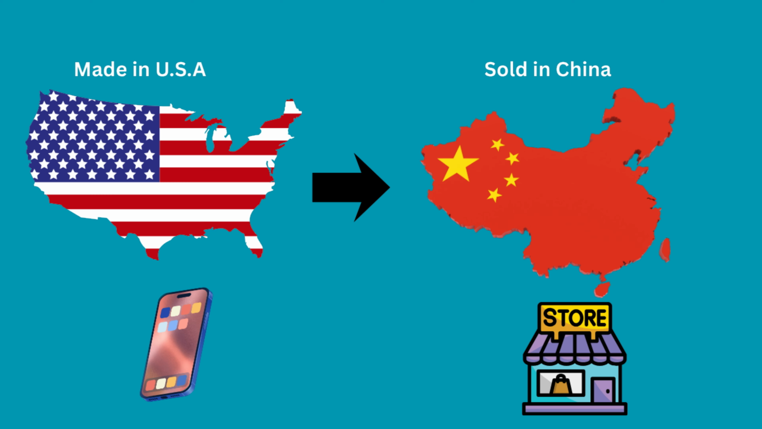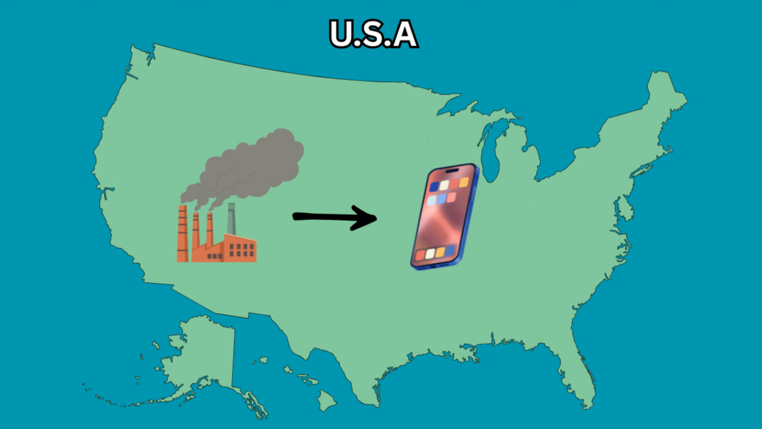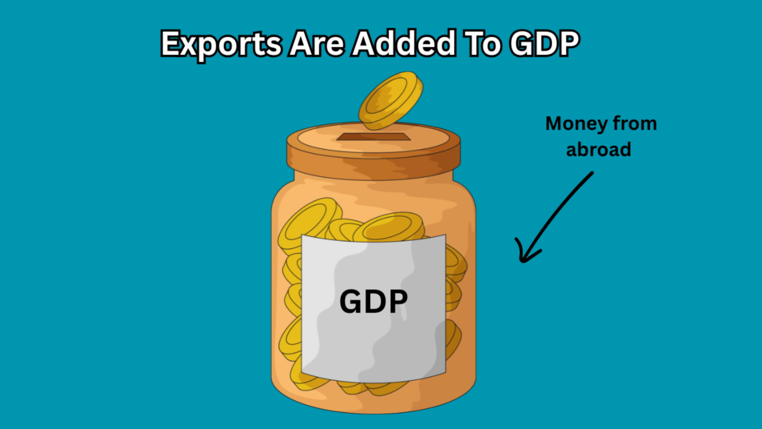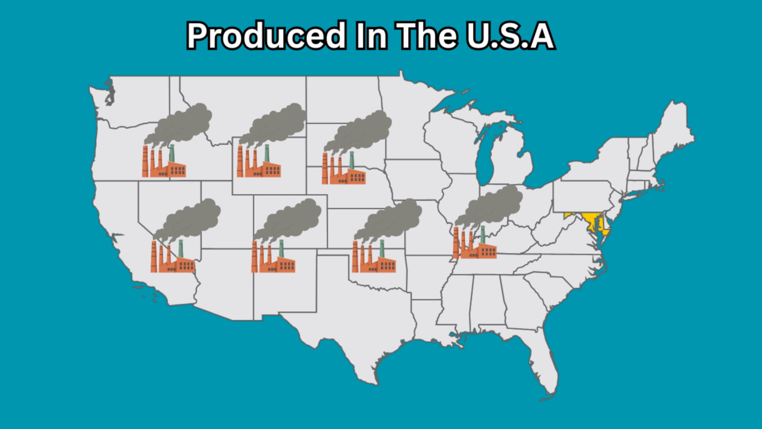Now flip the situation. If a gadget is made in the United States and sold in a store in China, it does count toward US GDP. That's because the production happened in the US. For the United States, that sale is an export, something the US sells to another country. Exports are added to GDP. So the rule is simple. To count toward US GDP, a good or service must be produced in the US.